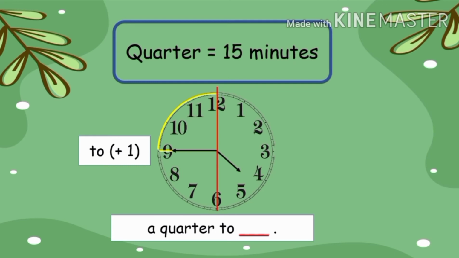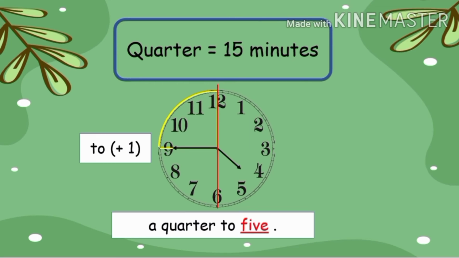The shorthand is pointing at 4 first. So 4 plus 1 equals to 5. The answer is a quarter to 5. It simply means there are 15 minutes more to 5 o'clock.